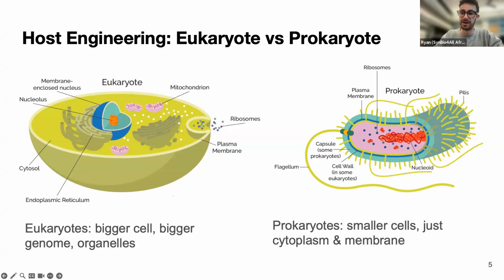And so there's a huge amount of diversity among eukaryotes. Prokaryotes is typically how we imagine bacteria. So this would be like E. coli, but also any of your standard bacteria that you might interact with.